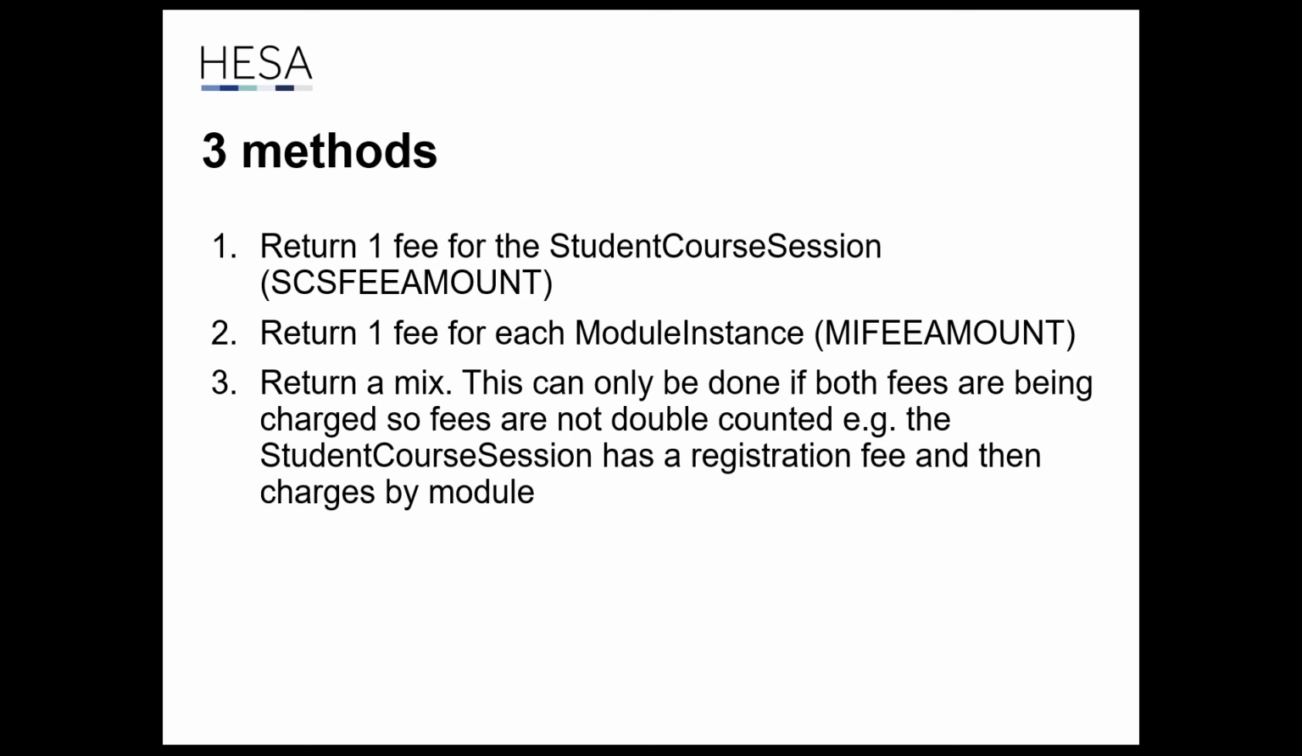The key thing being that fees must not be double counted. So if they do return a mix of the two, it has to genuinely be because both sets of fees exist and therefore it's not double counting to return both. But I'll run through an example to show how that works.